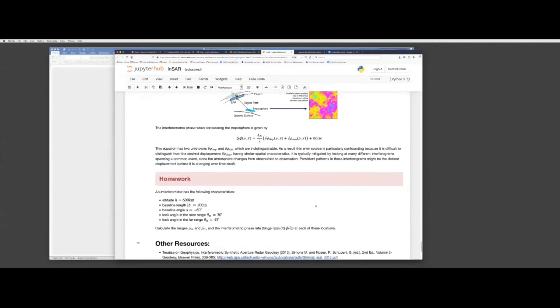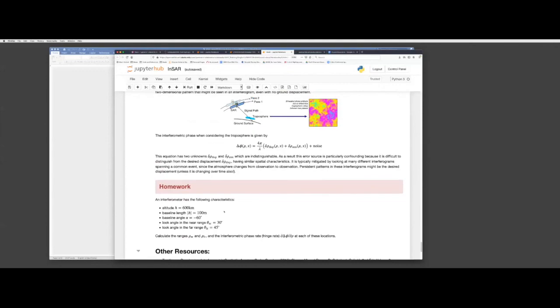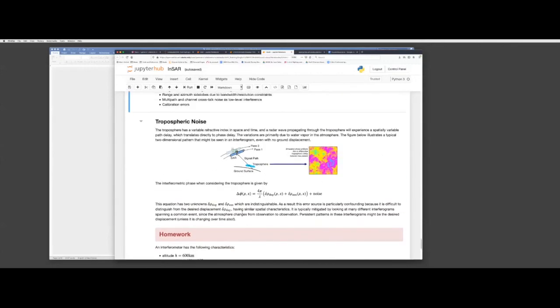All right, there's one simple homework to drive home the ambiguity height and the fringe rate issue, so I hope that you'll take care of that. You can either do it in the notebook directly, just create a cell and do the calculation there, or you can submit it separately as a PDF. It's up to you. So that's it on that.